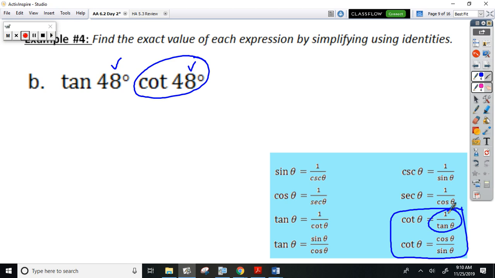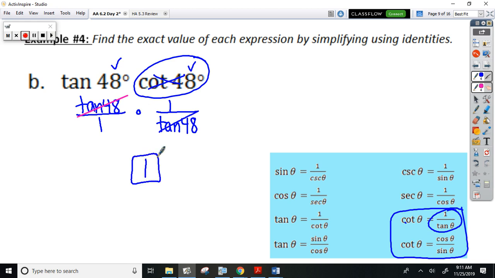So I'm going to change this one to be 1 over tangent of 48, because those are equivalent. Now the first one I'm not going to change, but I am going to bring it straight down. And because it was not a fraction, I'm going to force it to be 1 by putting it over 1. And we're multiplying these. So the inverse of multiplying is dividing, so you can actually cancel these out. We're left with 1 over 1, which then is 1.